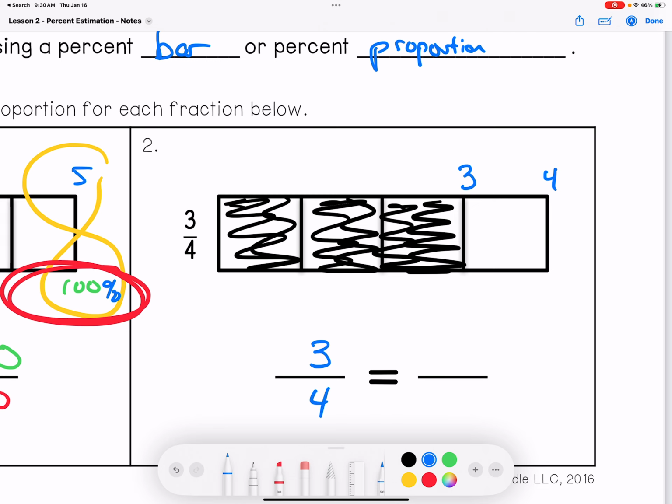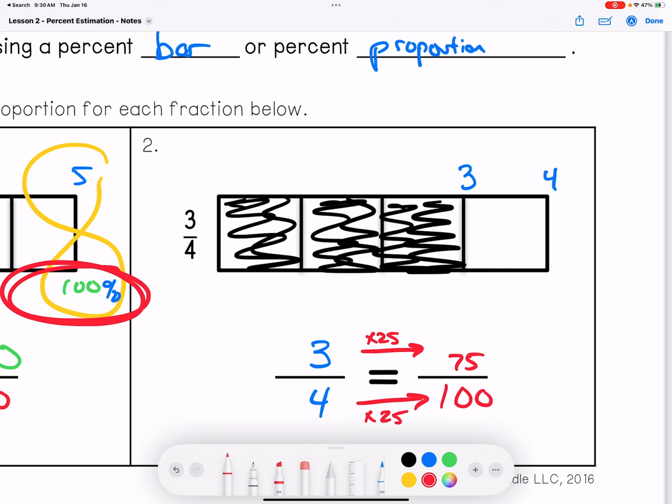Now, how do we make it a percent? How do we figure that out? Well, we know percent is out of 100, so we're going to take 4 and make it into 100, which means we multiply by, what do you multiply 4 by? Or you can divide 100 divided by 4, and you're going to end up multiplying by 25. So 3 times 25 is 75.